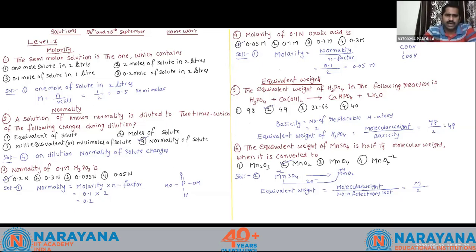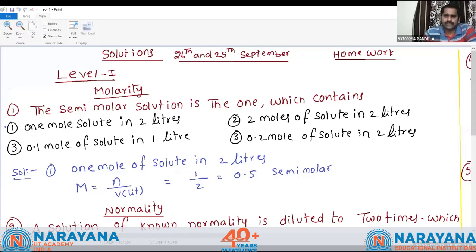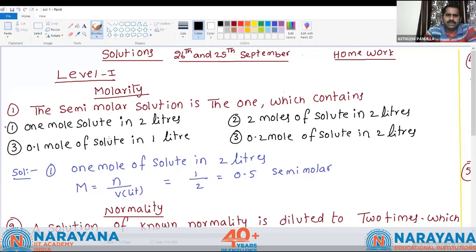First question: a semi-molar solution is one which contains... That is the question. There are 4 options given. Semi-molar means it is a 1/2 mole, 1/2 molar, molarity 1/2. So we are getting the first option correct. Please observe the explanation about the first option.